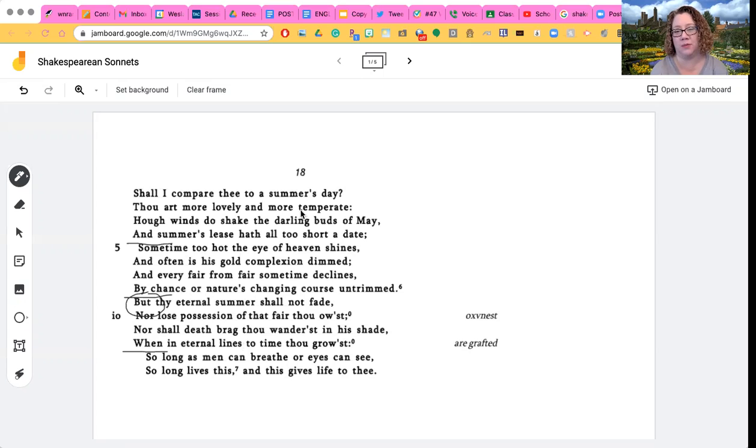That's a famous poem. I mean, you probably heard that line before. Shall I compare thee to a summer's day? It pops up in popular culture sometimes. There are a lot of Shakespearean things that do that, like to be or not to be. That's Hamlet.